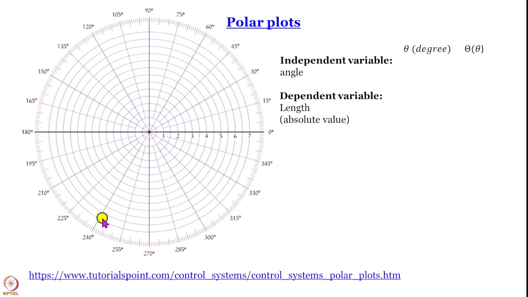Okay? Suppose I read this, this is still 7 where the circle is right now. Okay? This is still 7. It is just that the angle is 240 degrees. Please remember the length cannot be negative here. So, how do we show a change in sign?